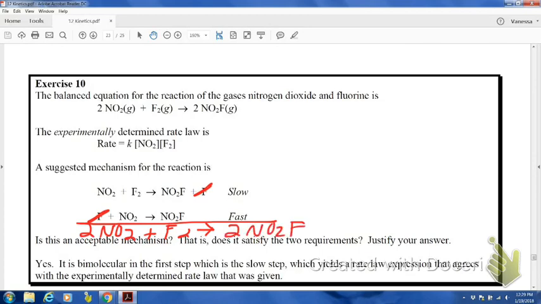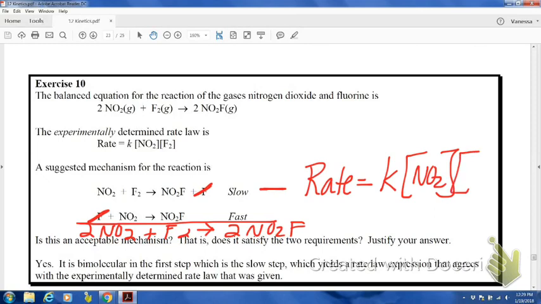So for the suggested mechanism, we stop at the slow step. Intermediates never appear in the rate law. And so I would write this as rate is equal to k times NO2 to the first order and F2 to the first order. And then, of course, it gave us our experimental rate law. And so it is the correct mechanism. The justification is, first of all, it agrees with the stoichiometry. And second of all, it agrees with the experimental rate law by stopping at the slow step. Never go past the slow step. The slow step is not always your first step. Sometimes it's the second, sometimes it's the last.